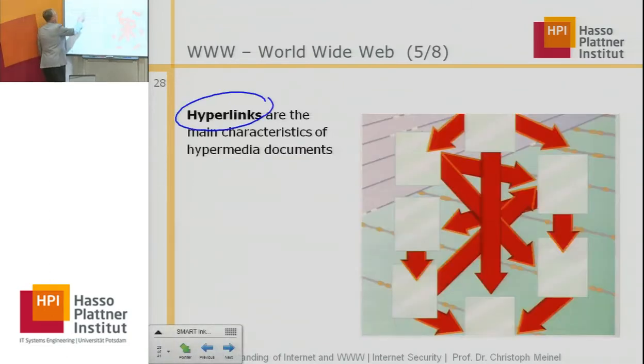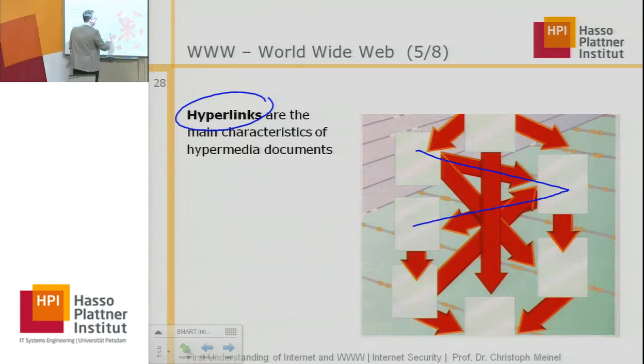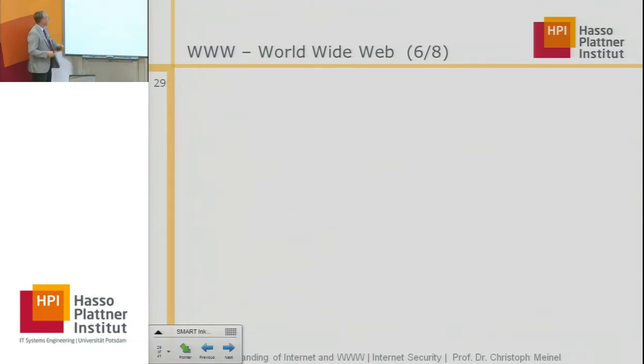These hyperlinks are the main characteristic of a hypermedia document, providing the possibility that the original sequential order, for example inside a text, can be broken into a network, into a complicated network of interconnected information. Every user can go his own way through different documents, depending on his special interests, his favors, his wishes. One can go this way, another can go that way. So these hyperlinks are the main characteristic of the World Wide Web.